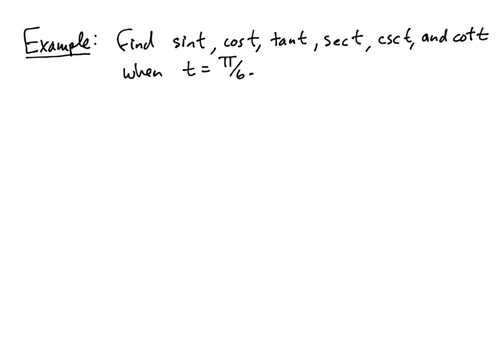All right, this one says find sine of t, cosine of t, etc. when t is equal to pi over 6. Remember, t is an angle here because angles go into the trig functions. So one way you can think about this is, if you don't quite have the unit circle memorized yet, we can think about, well, where is pi over 6? Pi over 6 is right here. It's in quadrant 1. And the coordinates for pi over 6 are root 3 over 2, comma, 1/2.